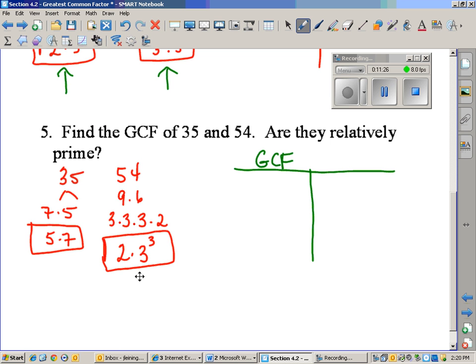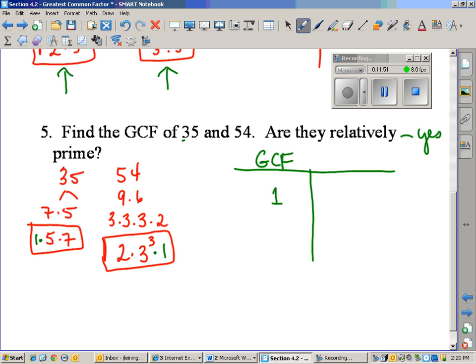And I go to look and see what they have in common. Well, there's not a 2 in both places. There's not a 3 in both places. There's not a 5 in both places. There's not a 7 in both places. So you might want to say they have nothing in common, but they do. They have the ghostly 1. So their GCF is 1. And yes, they are relatively prime.